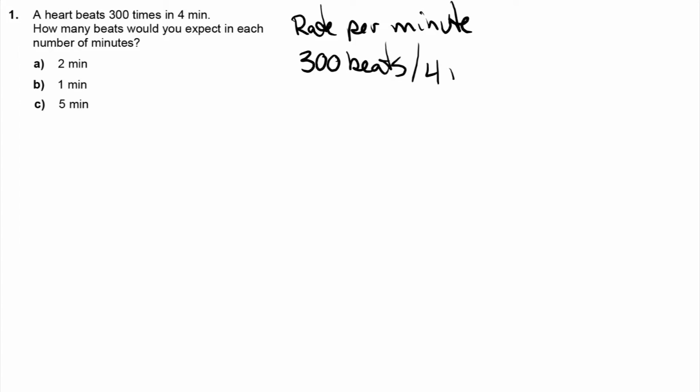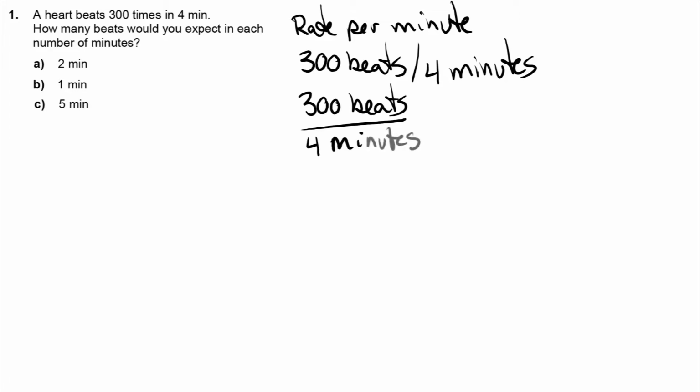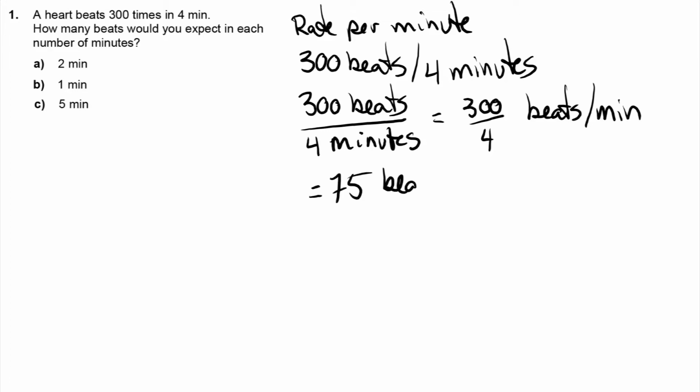So to get the rate per minute, I'm going to start off with saying I've got 300 beats per 4 minutes, which I can change to look like 300 beats divided by 4 minutes, which is the same as saying 300 divided by 4 beats per minute. 300 divided by 4 is 75 beats per minute.